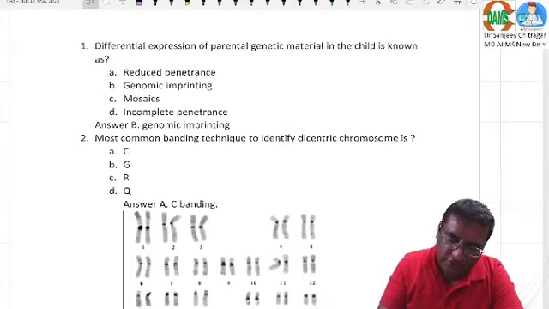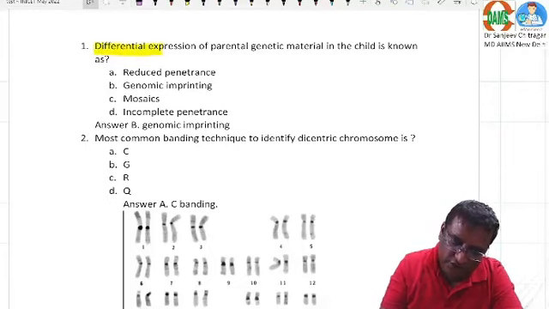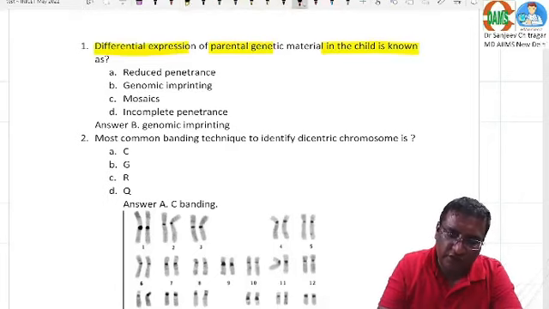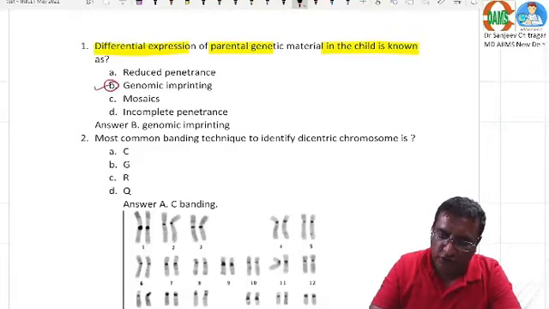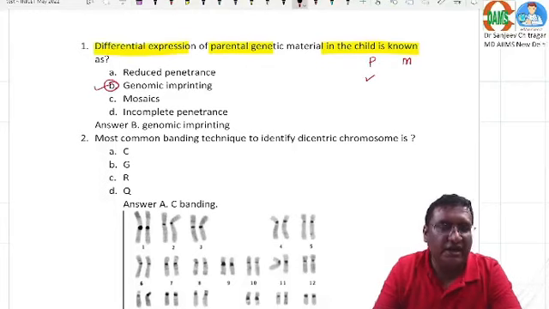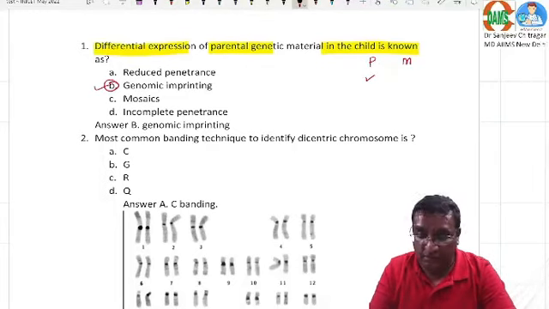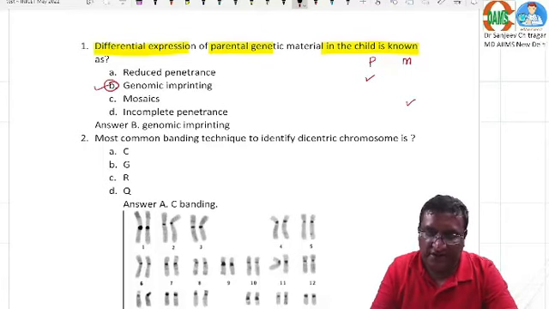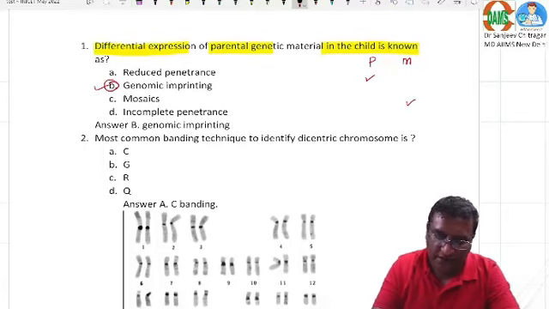Let us see. The first question was a simple one. Differential expression of parental genetic material in a child is known as? We studied this in the class. This is imprinting. In both Prader-Willi and Angelman syndrome there will be a paternal gene and a maternal gene. Sometimes only one will get expressed, like in Prader-Willi only the paternal gene gets expressed, sometimes only the maternal will get expressed. That is genomic imprinting. That is the correct answer.